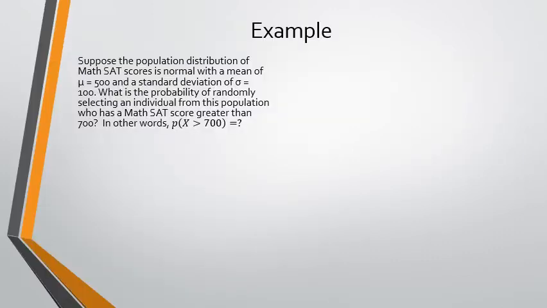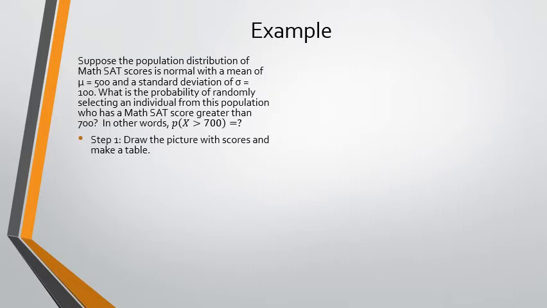So here's an example. Suppose the population distribution of math SAT scores is normal with a mean of 500 and a standard deviation of 100. What is the probability of randomly selecting an individual from this population who has a math SAT score greater than 700? Or in other words, the probability that X is greater than 700.